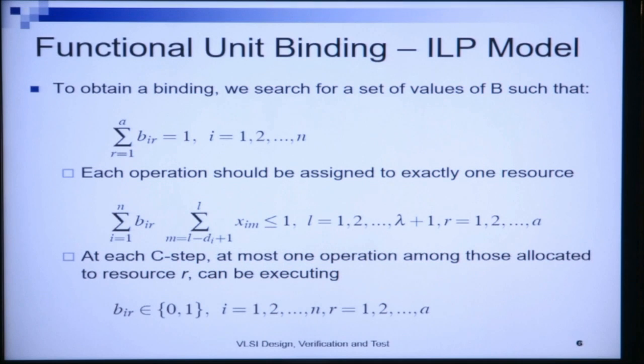For r equals 1 to A, summation b_ir, that means for each operation i goes from 1 to n, this has to be true for each operation. Let us say for the first operation, b_1r should be 1, where r goes from 1 to A. That means operation 1 can be scheduled in exactly one of these A resources that I have. Only then will this summation be equal to 1.